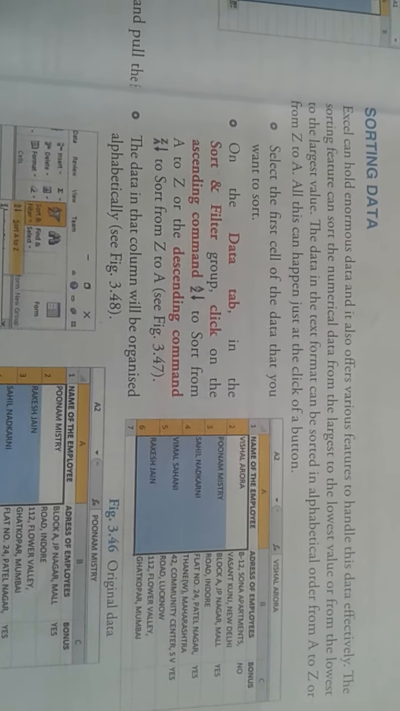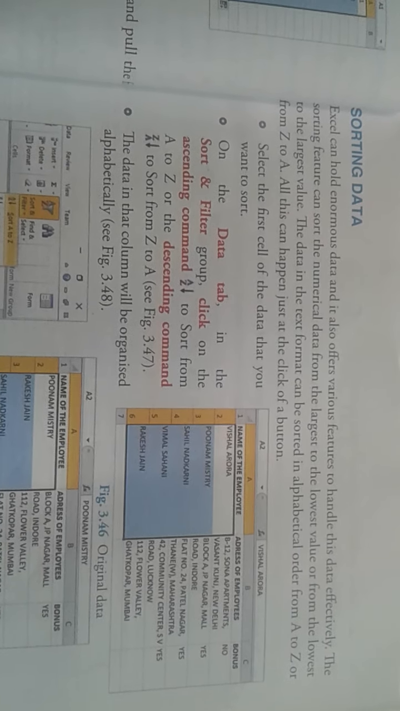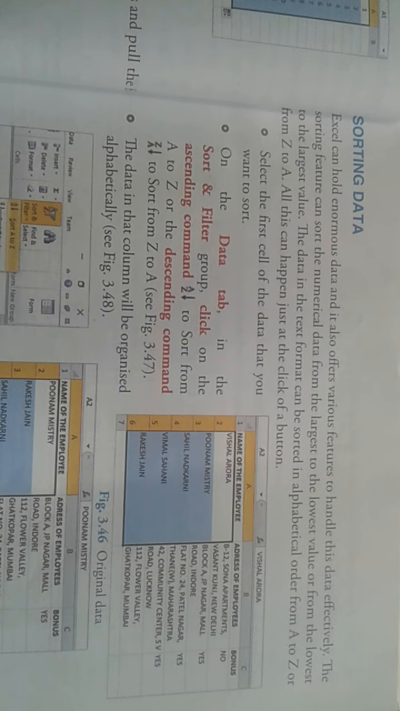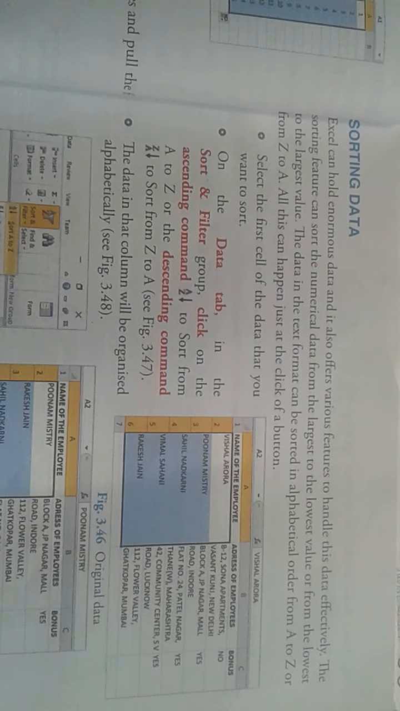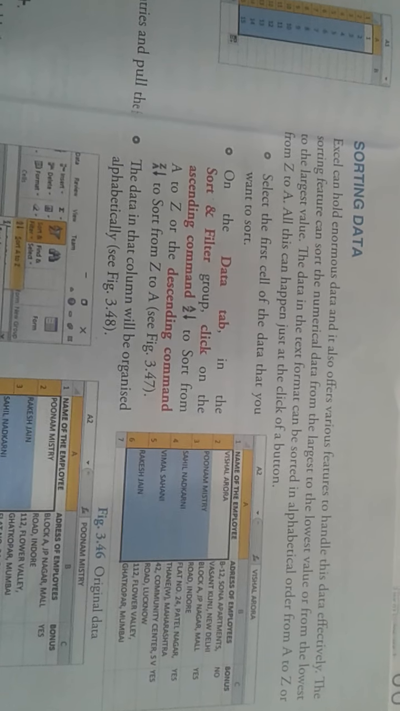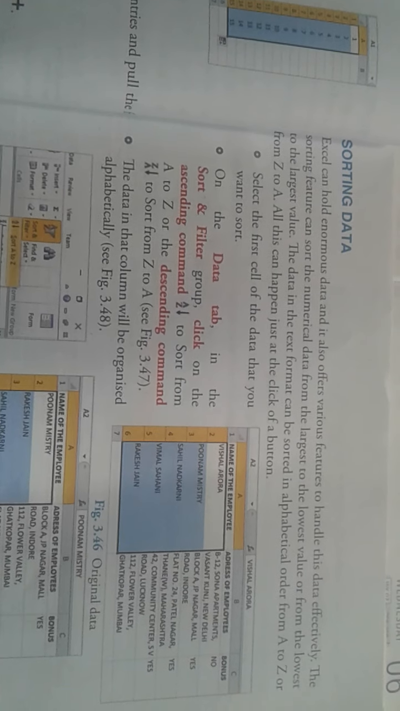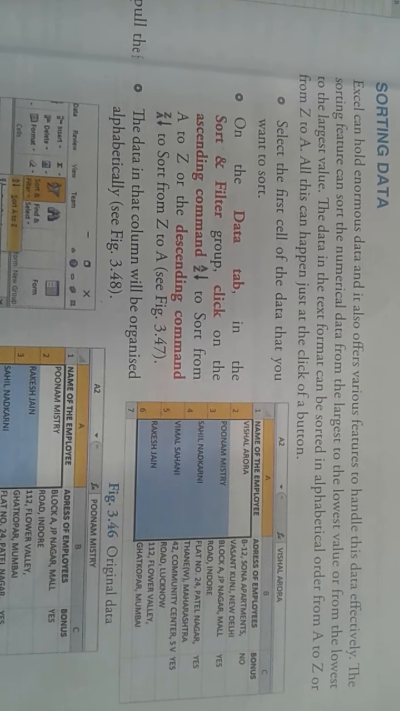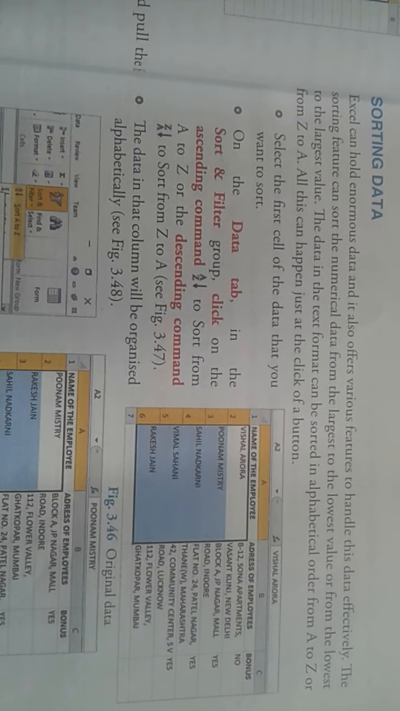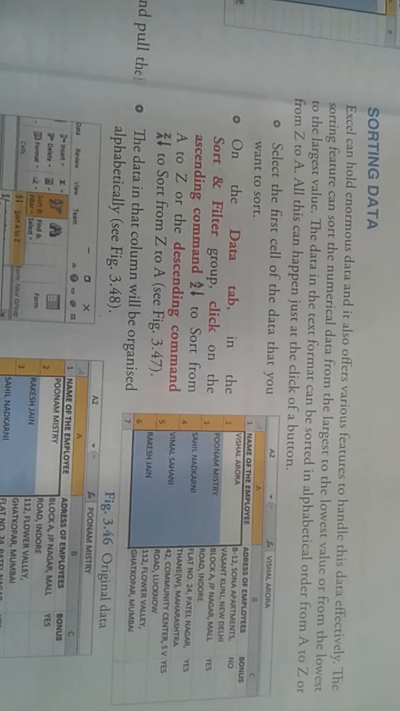Let us talk about this. Excel can hold enormous data, and it also offers various features to handle this data effectively. The sorting feature can sort numerical data from the lowest to the largest value or from the largest to the lowest value, meaning A to Z or Z to A. Data in text format can be sorted in alphabetical order, A to Z or Z to A. All this can happen just at the click of a button, only one click.